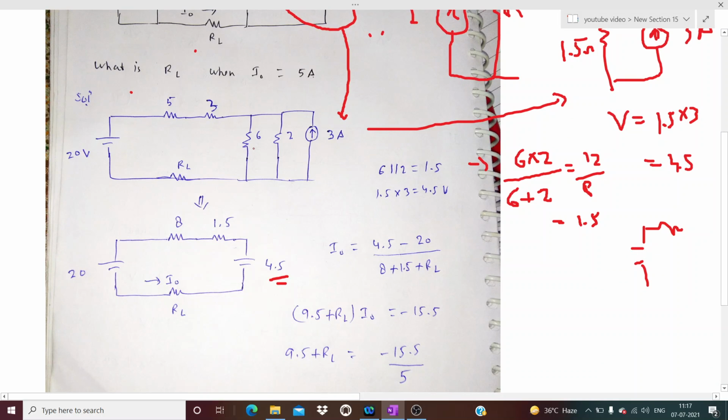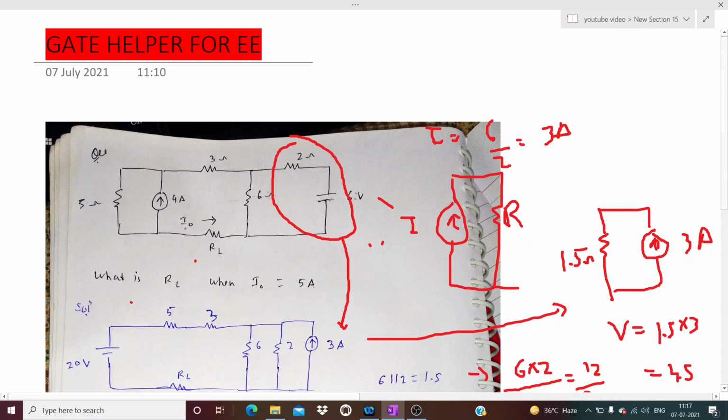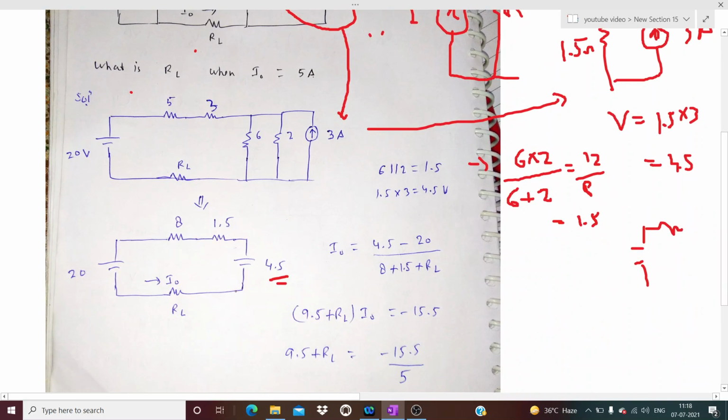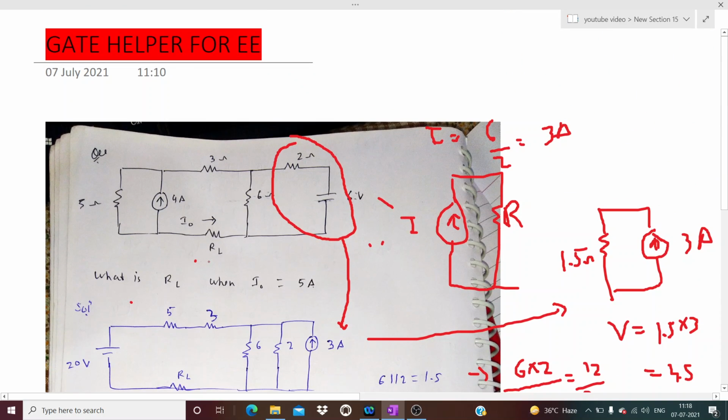Now if you see in the question, the direction of current is from left to right. So what you have to assume is that since current is moving here, it means it is moving like this. So you have to write the expression like I naught is equal to 4.5 minus 20 upon total resistance: 8 plus 1.5 plus RL. What is this 8? 8 is nothing but this resistance plus this resistance which is already present. So 8. Please do not remove RL in any step, otherwise it will create confusion.